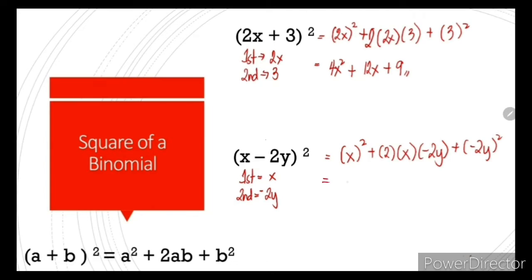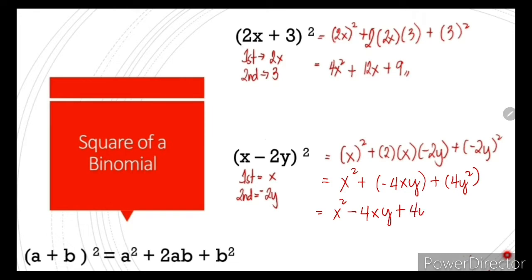We have x times x is equal to x squared, plus 2 times x is equal to 2x times negative 2y, we have negative 4xy. Then plus negative 2y times negative 2y is equal to positive 4y squared. So we have x squared, positive times negative is equal to negative 4xy, plus 4y squared. So, quantity x minus 2y squared is equal to x squared minus 4xy plus 4y squared.